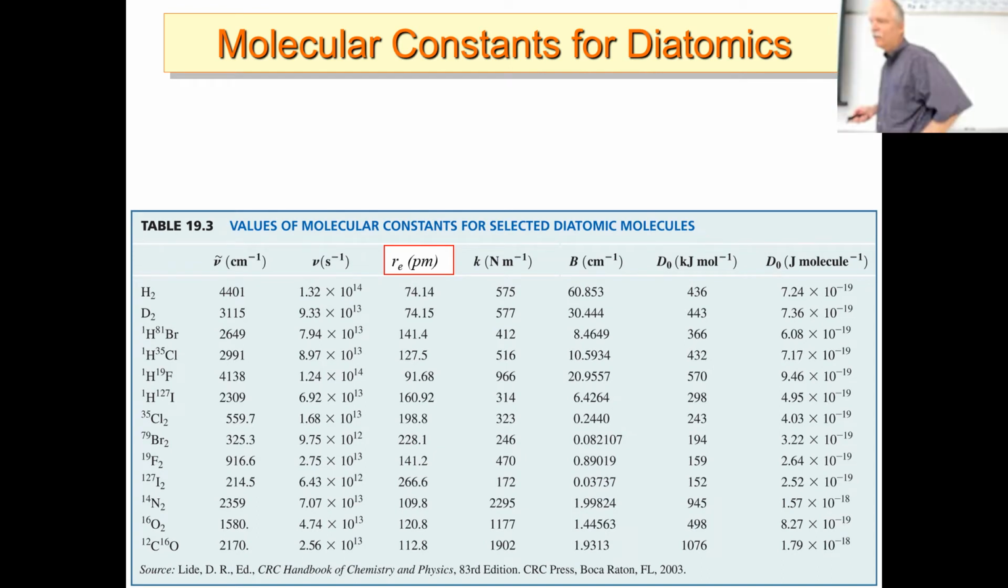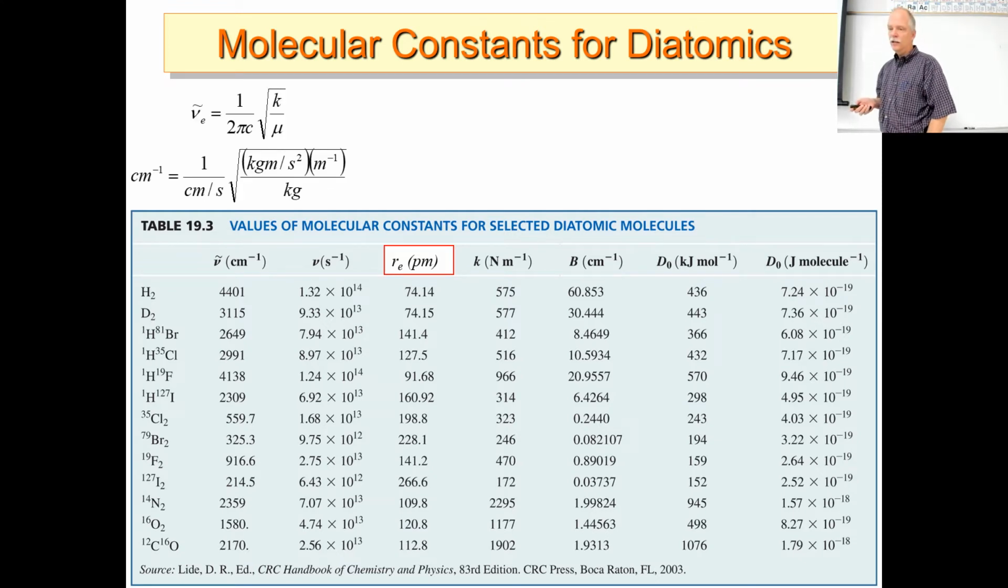And so here are some of the constants we've talked about. We've got diatomics on the left and vibrational frequencies and equilibrium bond lengths in picometers, and then force constants in newtons per meter, and then rotational constants, which we'll get to next. We're not going to talk about rotation today, but the rotational constant is super important. And then we have D0, the dissociation limits from the V equals 0 state. Okay. And so let's look at some of the units.